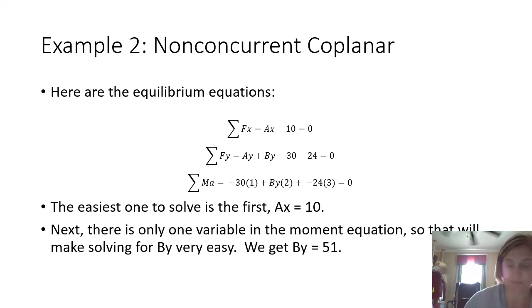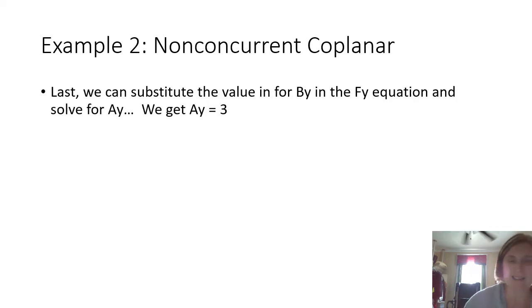Okay? Now the very last step is to substitute that information into that BY and into the FY equation, and we can solve for AY. When we substitute that in, we get AY equals 3.